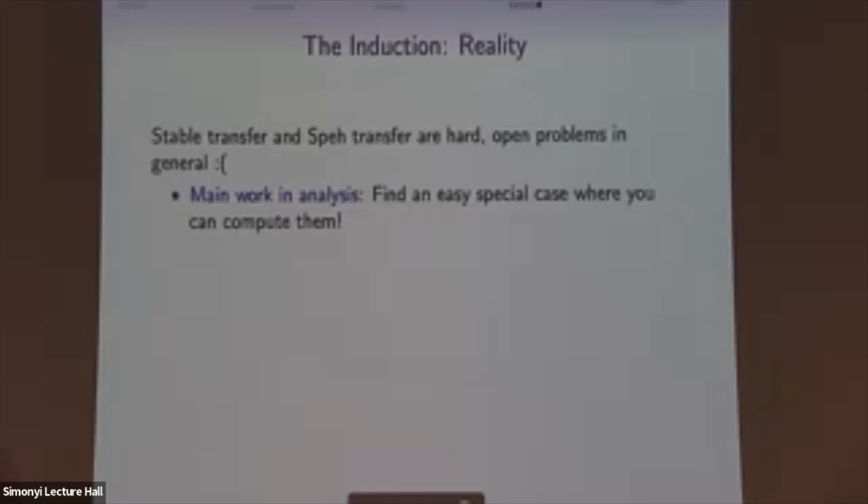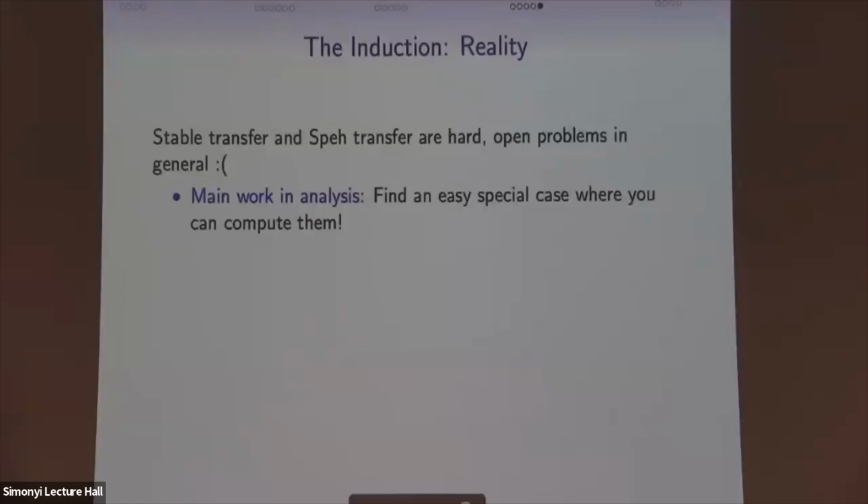And basically, this is the easiest possible thing. This is the case where there's no hard work in computing these transfers. We didn't solve any difficult local problems. We just tried to focus on a case where it's basically already known how to do it.